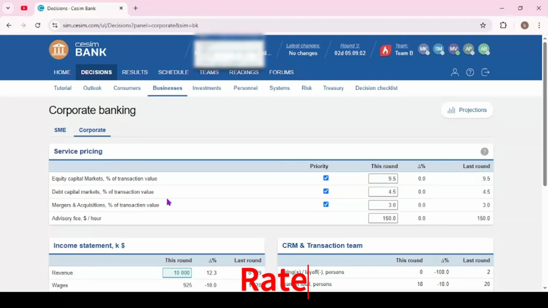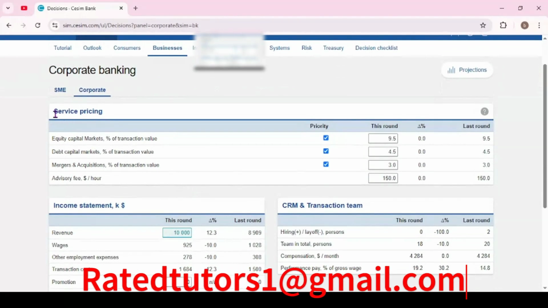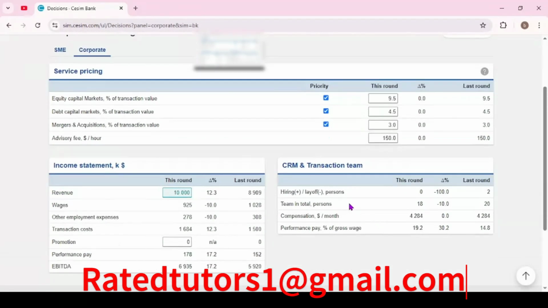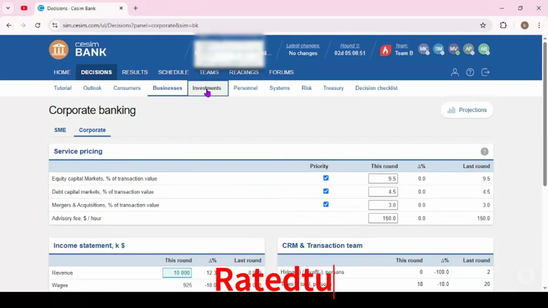So the corporate one is used maybe by stronger clients compared to the ones on the SME, and they take some large amounts. So you need to make decisions for it. And then our next department will be investments.